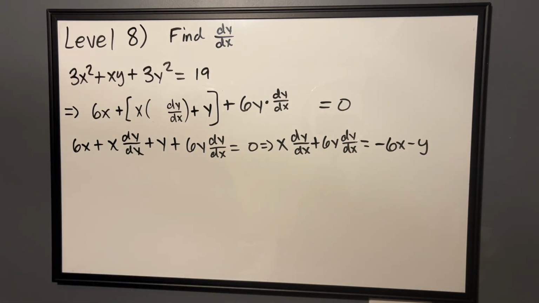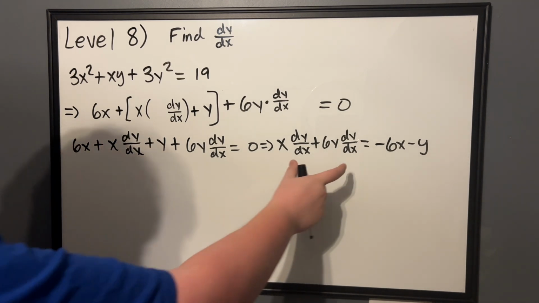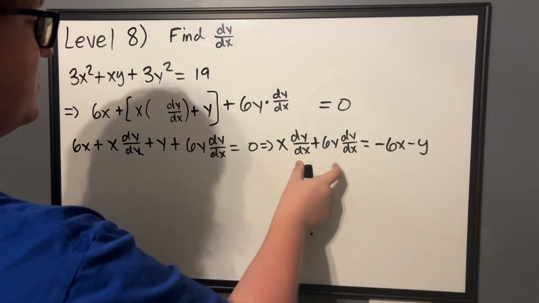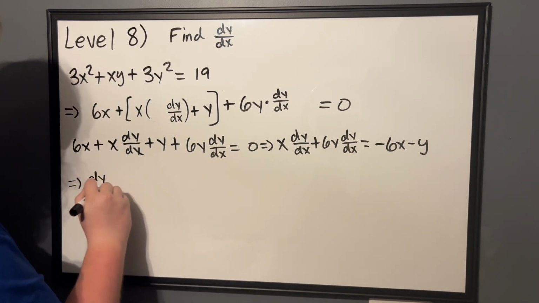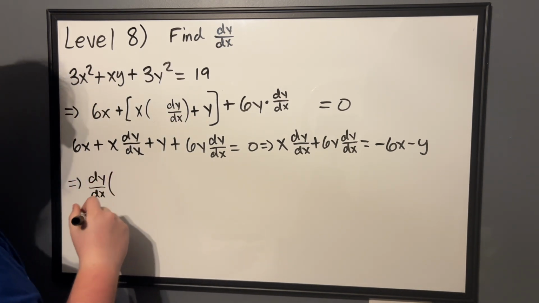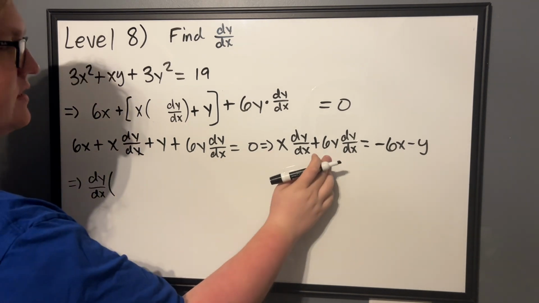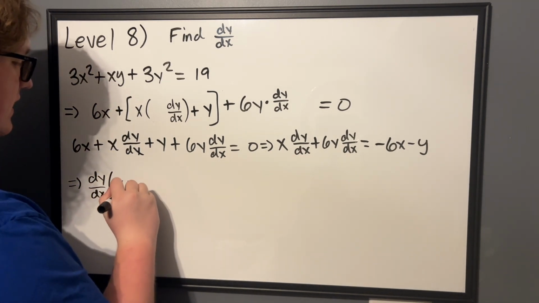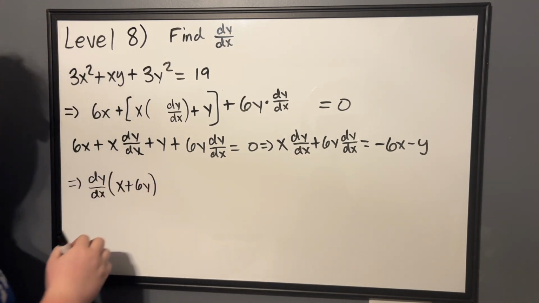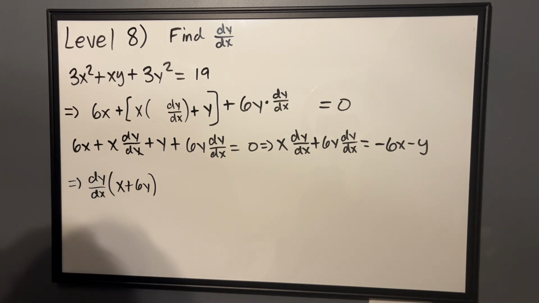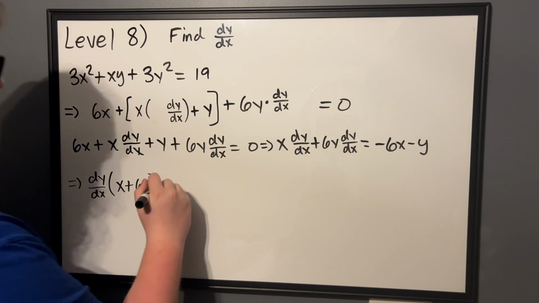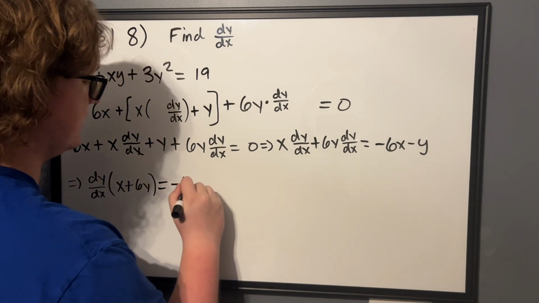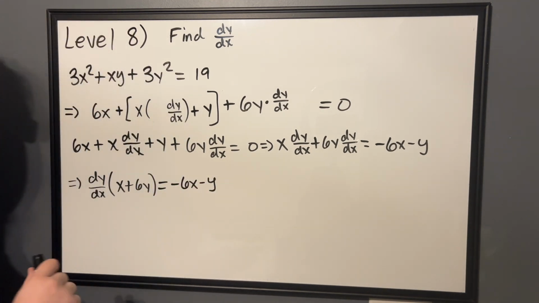Okay, so now to solve for dy/dx, we're going to factor it out of these two terms. If we factor a dy/dx out, we have left over x plus 6y, right? That's the factored version. The reason we're doing this is so we only have one dy/dx to worry about. And of course, this is still equal to minus 6x minus y.